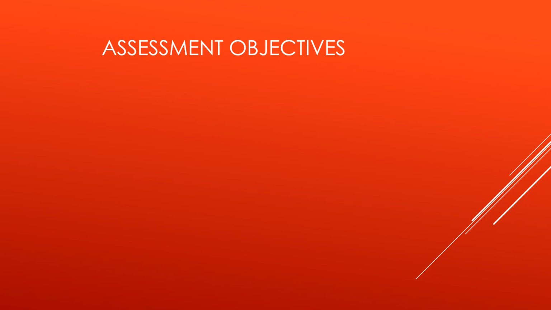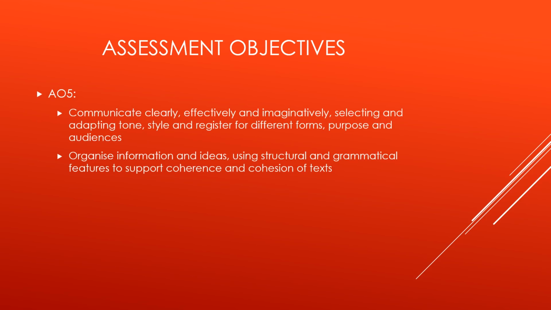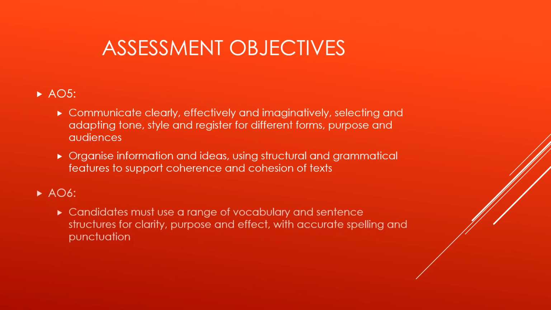So the assessment objectives that are being looked at is AO5, so communicate clearly, effectively and imaginatively, selecting and adapting tone, style and register for different forms, purpose and audiences. So organize information and ideas using structural and grammatical features to support coherence and cohesion of text. It has to make sense. If it's not making sense, you're not getting the marks.